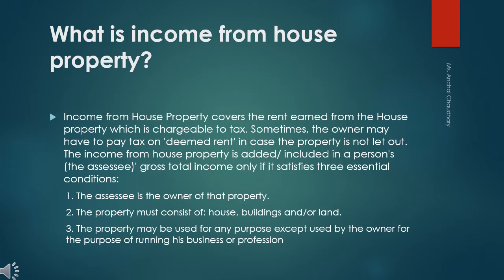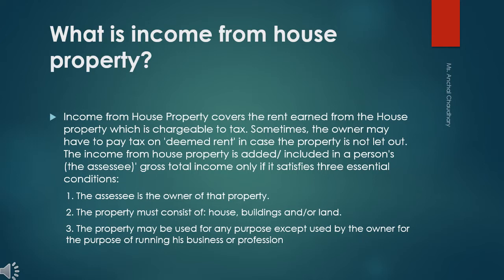What is income from house property? Income from house property covers the rent earned from the house property which is chargeable to tax. If we are talking about the income earned from the house property, how will you earn income from house property? Through the lending of that property, through the rent which you are getting from that house property, right? The amount which will be chargeable to tax is known as the income from house property, and that should be earned from the house property of the assessee.